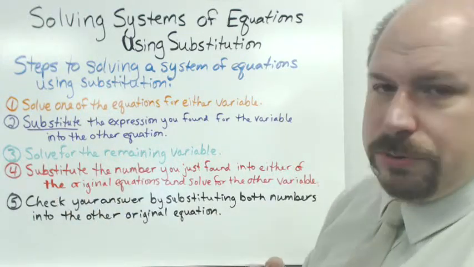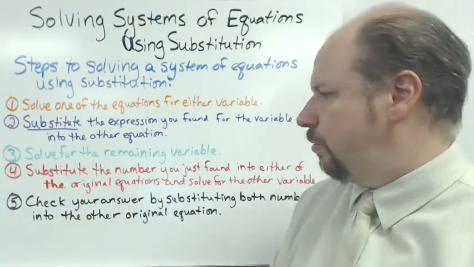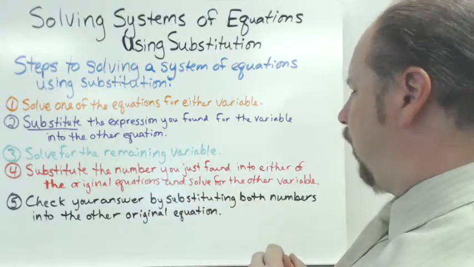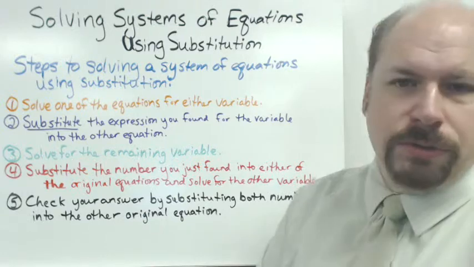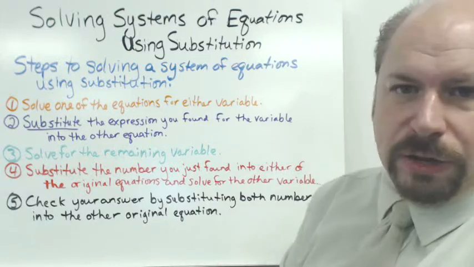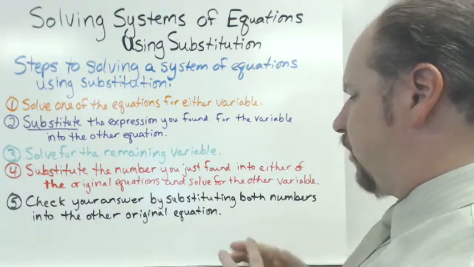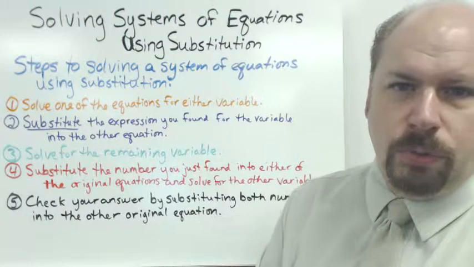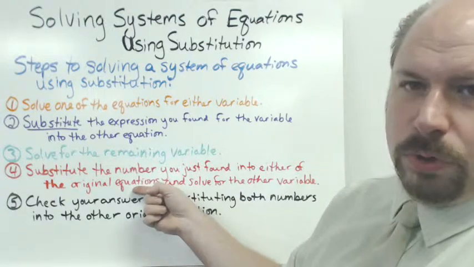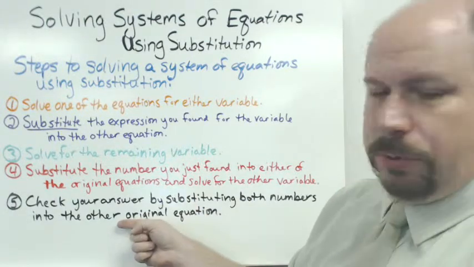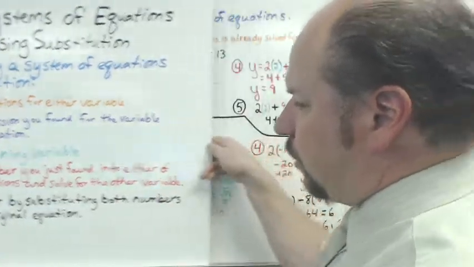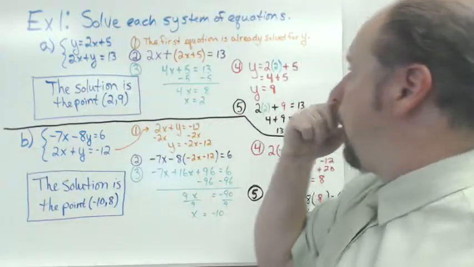And then next, substitute the number that you found for x, or if it was y, either way, into either of the original equations and solve for the other variable. Of course, you can always check your answer at this point by substituting both numbers into one of the original equations. Usually, if you used one of the equations to solve for the other variable, you would use the other equation to check your work.